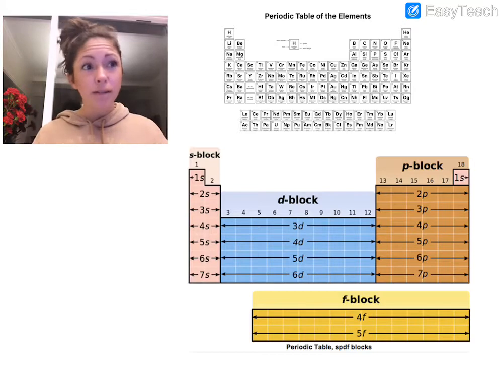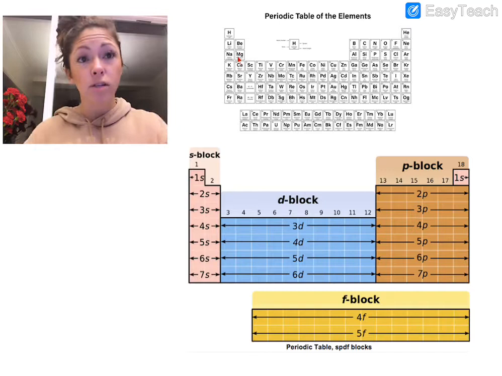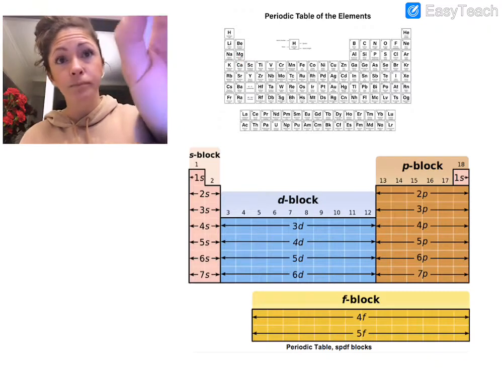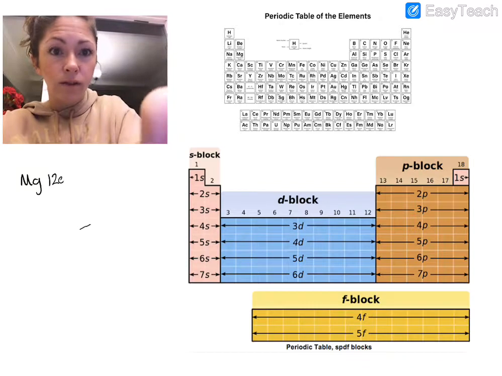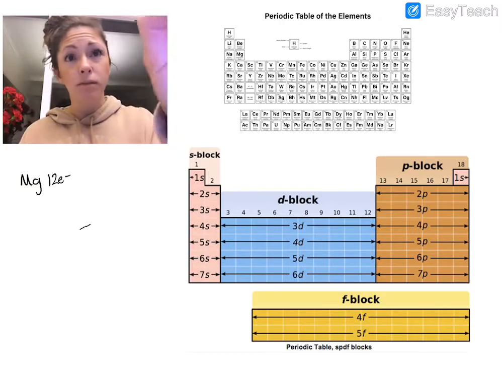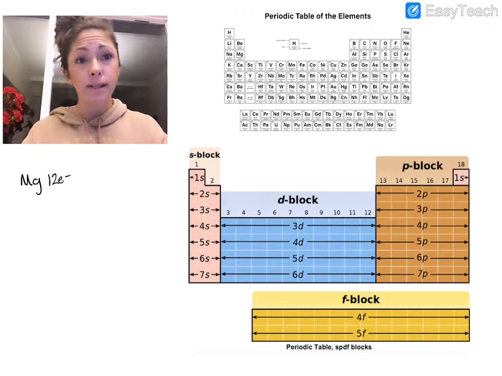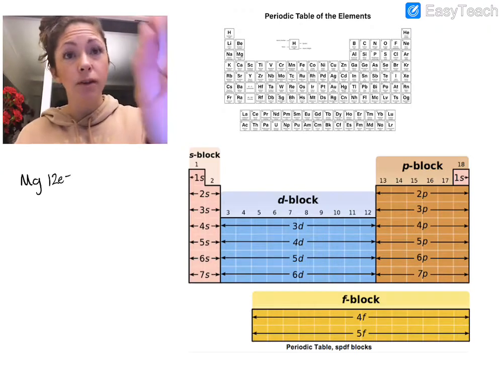So I'm going to use magnesium because I used it yesterday and I was just talking about it a minute ago. So magnesium is right here. It's number 12 on the periodic table. So magnesium has 12 electrons, all right? You don't even have to memorize the sublevel filling. All you have to look at is the periodic table. So you can march through the periodic table and figure this out.